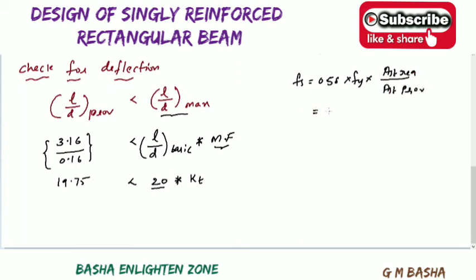We already know the 0.58, and the steel will be considered as Fe 415. What is the area of the steel required value? 275 mm square, to that of the provided, which will be 339. If you simplify, approximately you will get 195. So your Fs curve will be the 195 curve.